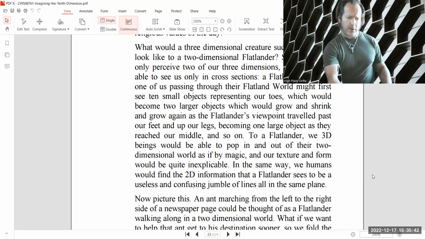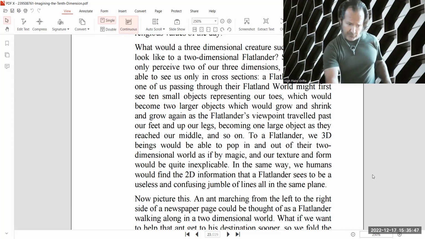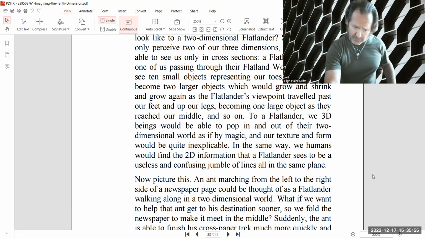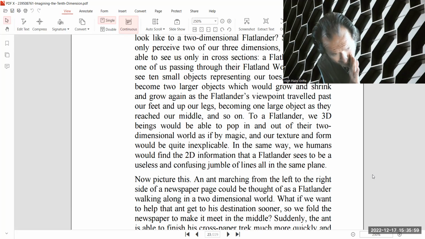Now picture this: an ant marching from the left to the right side of a newspaper page could be thought of as a Flatlander walking along in a two-dimensional world. What if we want to help that ant get to his destination sooner? You should watch my video on Stargates.